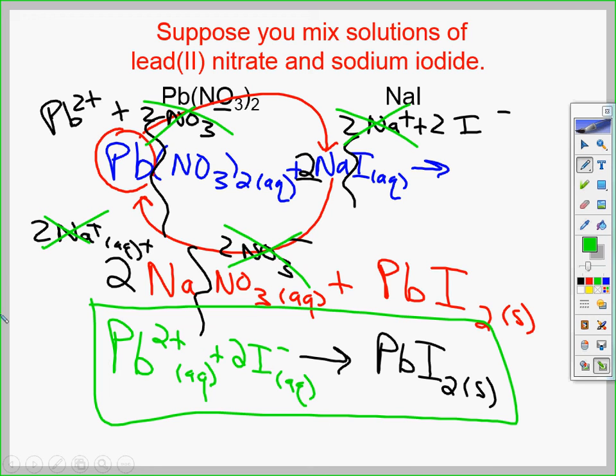Why doesn't it cancel? It's already in a compound.